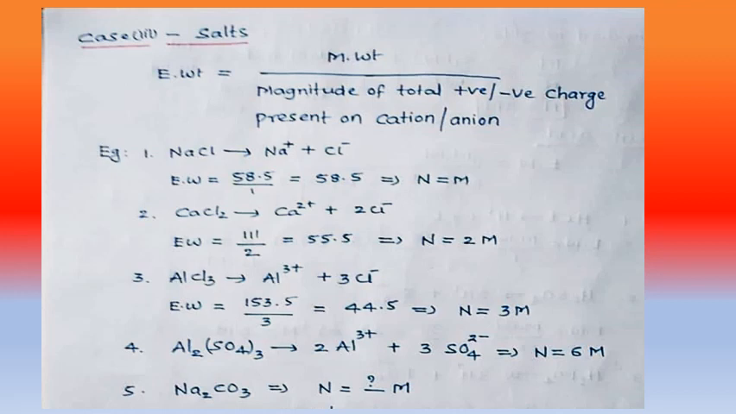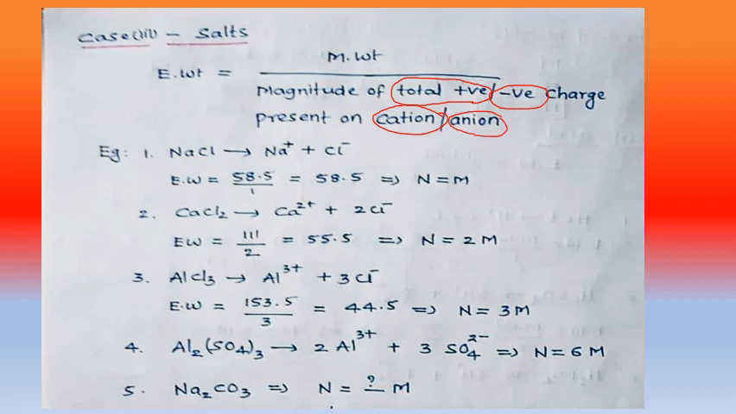Yes, third case, for salts. Equivalent weight equals molecular weight. It is compulsory. Without molecular weight we cannot calculate equivalent weight. Okay, molecular weight should be present, we have to take it. So equivalent weight equals molecular weight by magnitude of total positive or negative charge. This is important, students. Total positive or total negative charge on cation. Positive charge is present on the cation and negative charge is present on the anion.